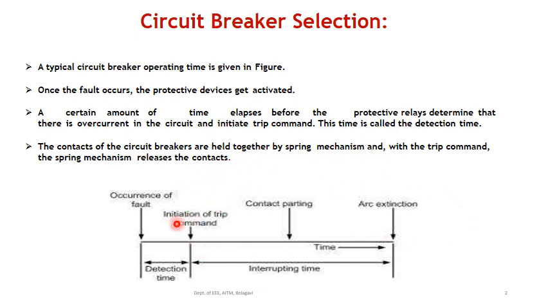Once the initiation of the trip command takes place, there will be the contact between two points. Is it so? Those two contacts will try to separate from each other. During that time, the arc will get extinguished. Due to that, we are interrupting that fault current by tripping the contacts. Is it clear? So mainly there are two times we are going to see in this circuit breaker. One is detection time, another one is interrupting time. Hope it is clear.